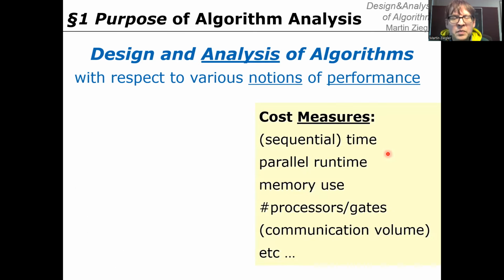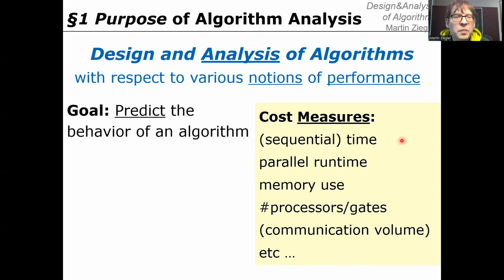So here we have some cost measures, and we have different ways of analysis. And the purpose of all this is to get an estimate, a prediction on the behavior of the algorithm before actually executing it, right?